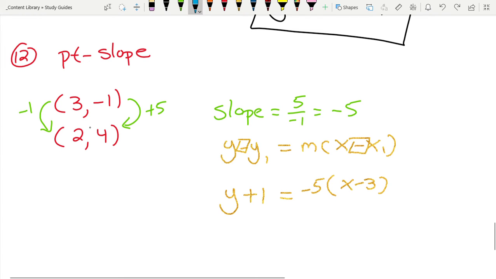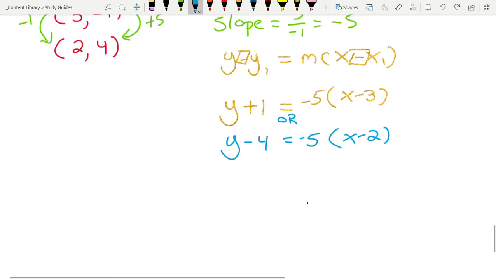But maybe you said I wanted to use 2 and 4. That's fine. I see 2 for my x value, so I use the opposite, which is a -2. I see a 4 for my y, so I use the opposite, which is a -4. And the slope is still a -5. So that's why I would take either of these answers on Friday's test.